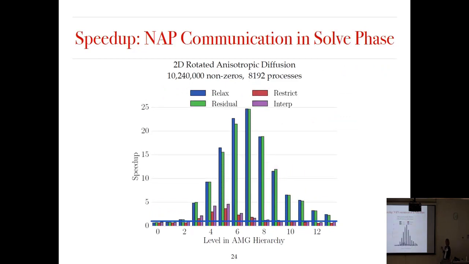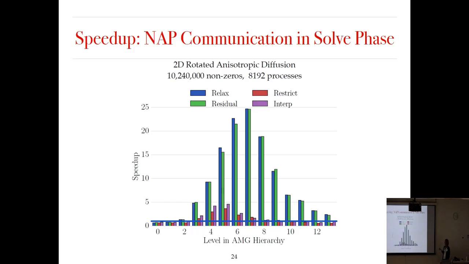Looking at the solve phase, we see much better performance, as there are a lot of savings to be had in the SpMVs. You can see mainly in relaxation and calculating your residual, which depends on A, your larger matrix, we get really large speedups. In the middle of the hierarchy, we get a 25 times speedup.